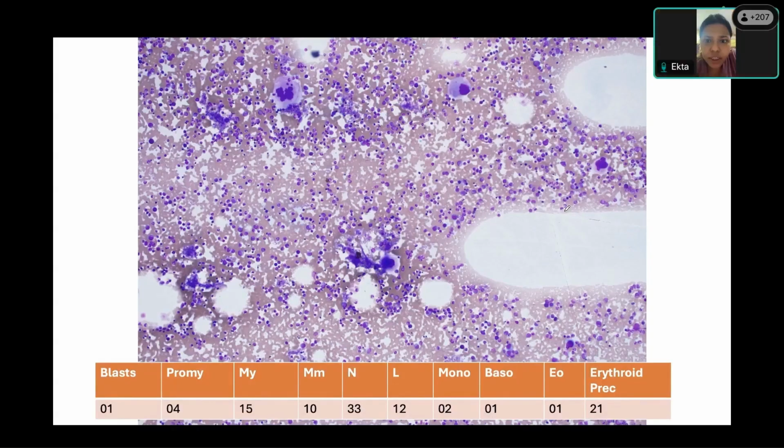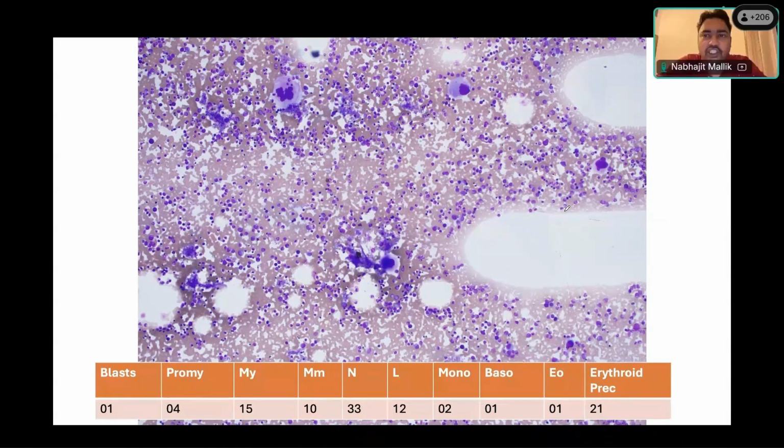We can see multiple megakaryocytes. Great. And I've given you the differential also. So what do you think the differential is? Is it abnormal? Is it normal? Sir, it's abnormal. Why do you think it's abnormal? What is the abnormality here? You can see multiple megakaryocytes.